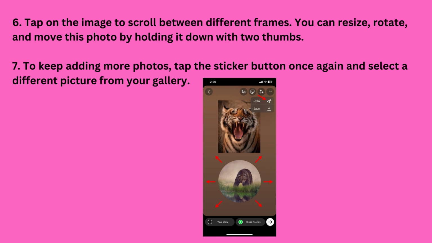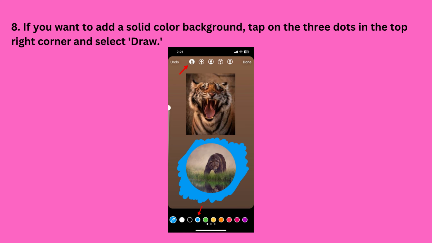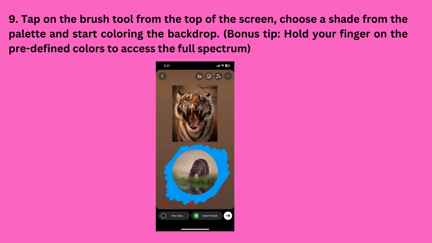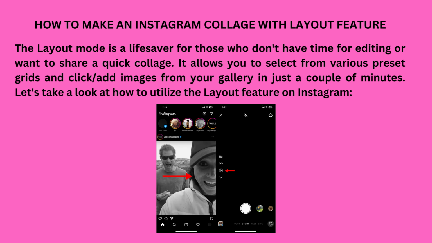8. If you want to add a solid color background, tap on the 3 dots in the top right corner and select Draw. 9. Tap on the brush tool from the top of the screen, choose a shade from the palette, and start coloring the backdrop. Bonus tip: hold your finger on the predefined colors to access the full spectrum.